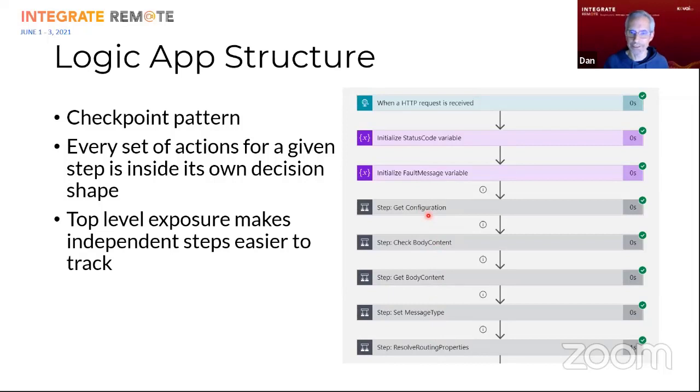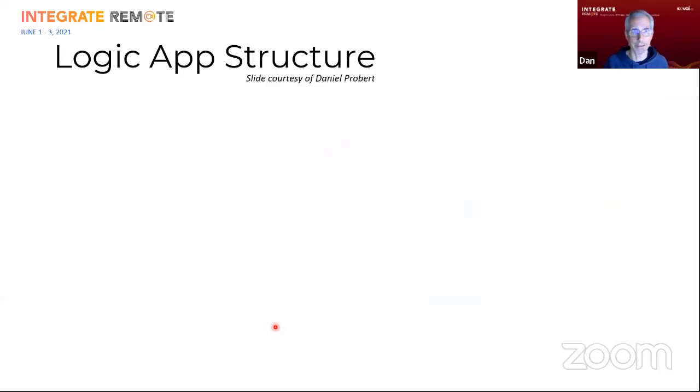And there's a checkpoint on each one of these so that it can actually determine whether or not that set of actions is appropriate for the message as it's going through. It helps to implement the routing slip pattern, but it also makes it very, very easy to track the processing that's happening for any given message.